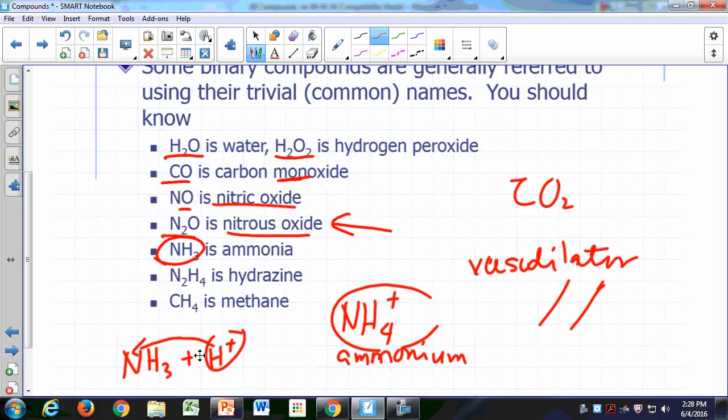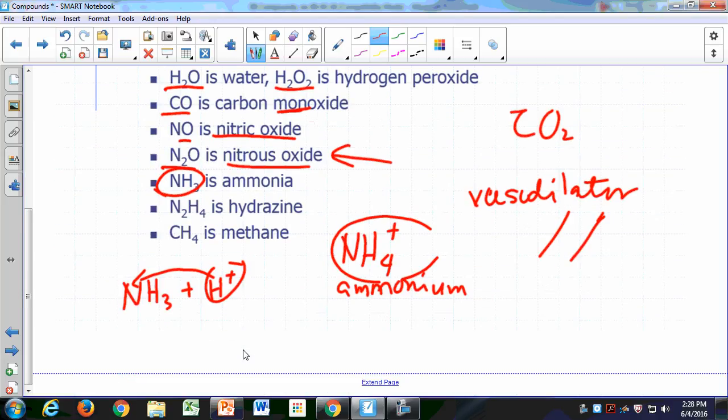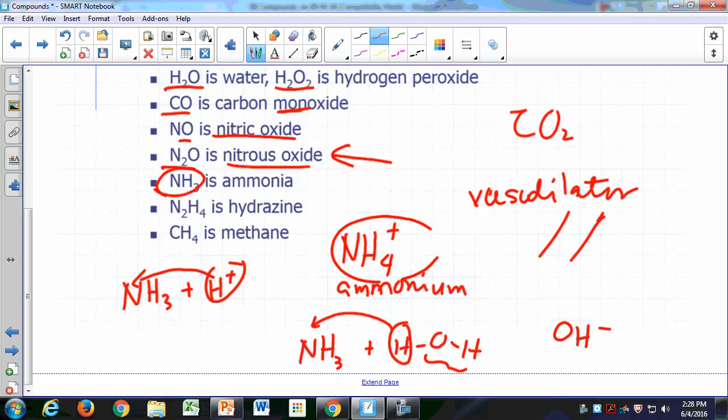Okay, and that's how ammonia also works as what we call a base, because ammonia, if it pulls an H plus away from a water molecule, okay, that hydrogen gives you ammonium ion. That leaves behind what's called your hydroxide ion. So this is where you get those polyatomic ions from. Okay, it's one of those.